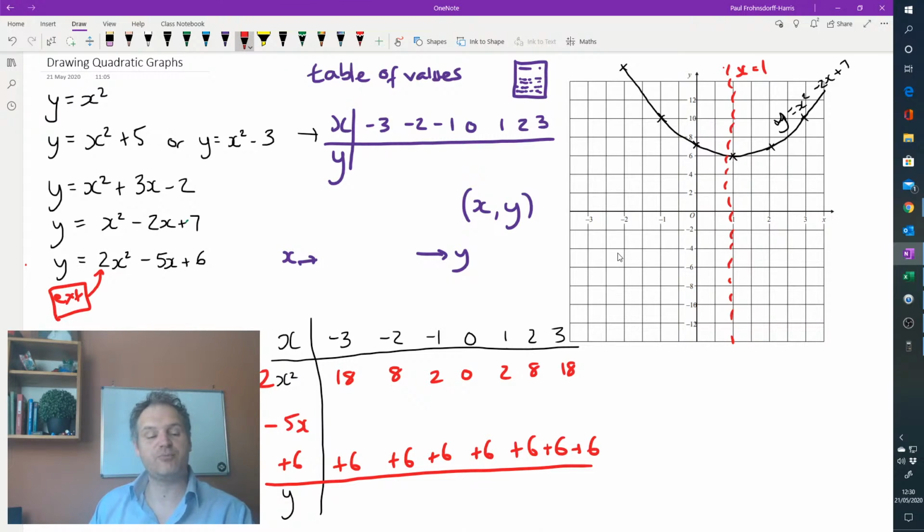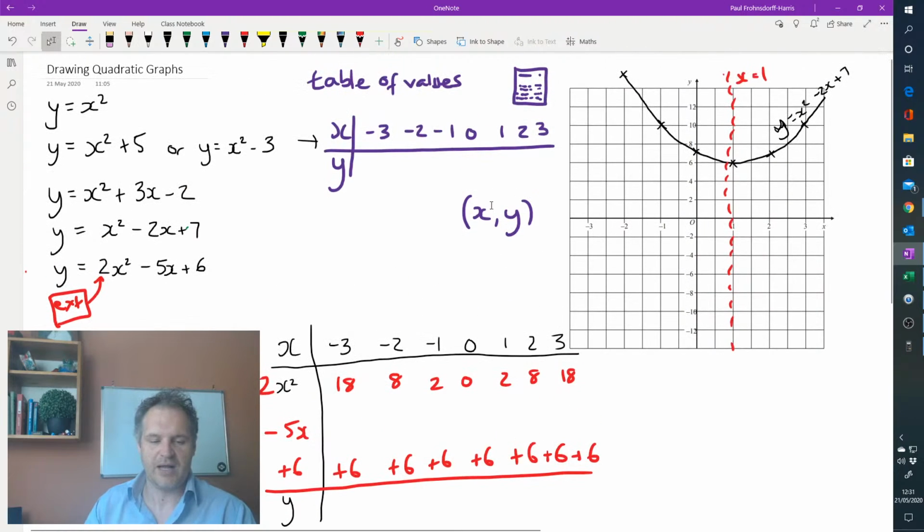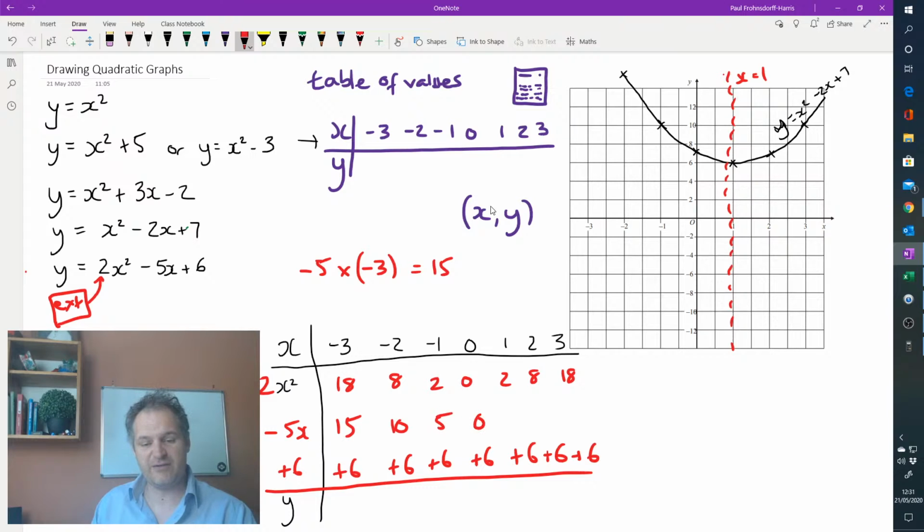The minus 5x, just be careful. Minus 5x means we've got minus 5 times whatever the input is. So this one is minus 3. I'm using the brackets to remind you that's the input from the x. That is plus 15, and plus 10, plus 5, 0. And it does have a pattern to it, so it's quite useful in that respect.